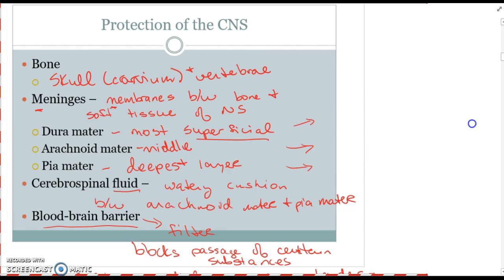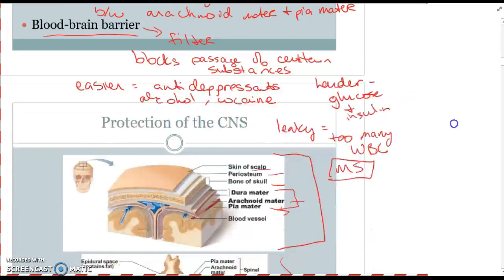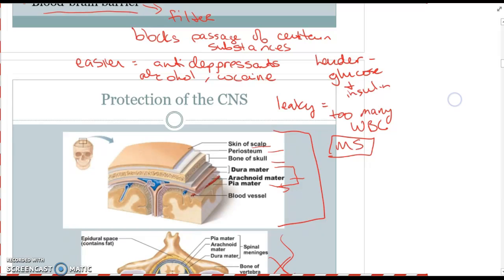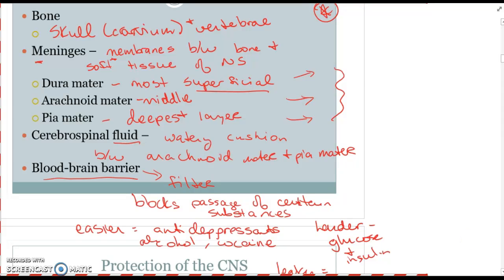And then protection, make sure you remember a couple of things that help to protect the brain. One is the bone, and you already know the cranium, and the vertebrae itself helps to protect the spinal cord. The meninges is the membrane. I'm not going to ask you guys to spell these or anything, but it might be, if I were to give you this picture, label which one is dura, arachnoid, and pia mater. Make sure you know which one is on the outside and in the middle and then the closest to the actual brain.